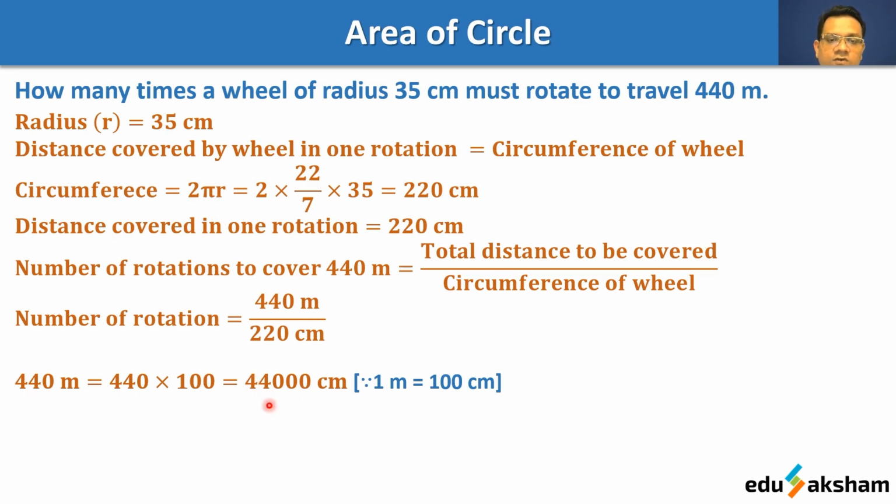Now we replace 44,000 centimeter instead of 440 meter. So number of rotations is equal to 44,000 divided by 220. So we get 200 rotations that a wheel has to do to cover distance of 440 meters.